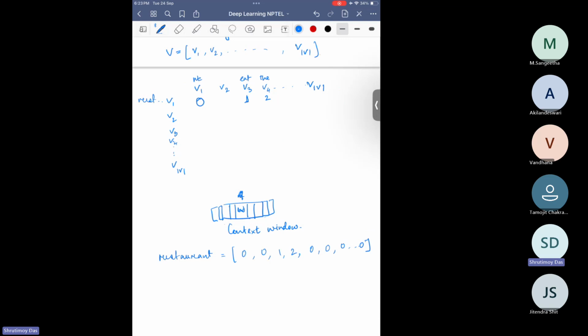So again, what is the length of this vector? Anyone? What is the length of this? 6. Come again? I did not hear you.